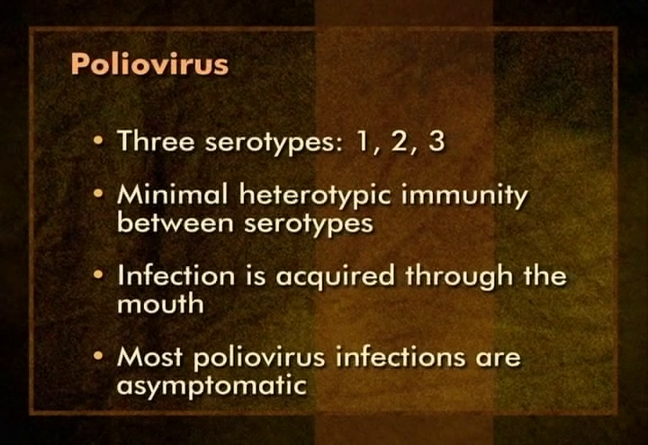The infection is acquired through the mouth. The virus initially replicates in the pharynx and GI tract, then spreads to the lymphatics and other tissues, including the central nervous system. Most poliovirus infections are asymptomatic. However, about 1 in 200 infected persons develop permanent paralysis.